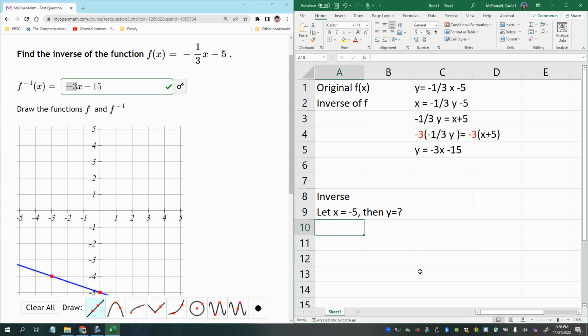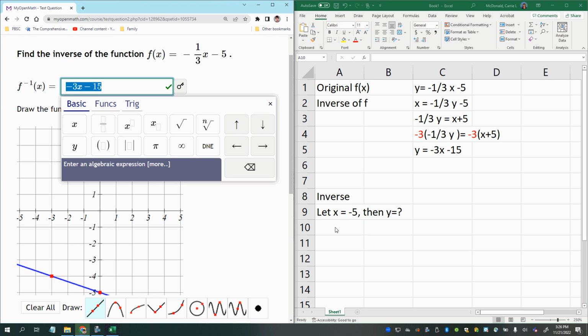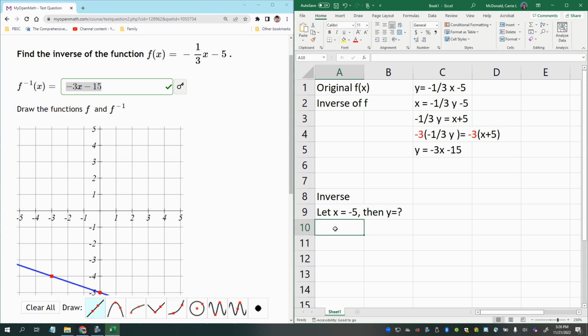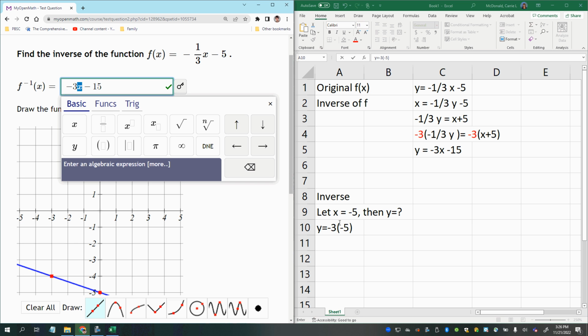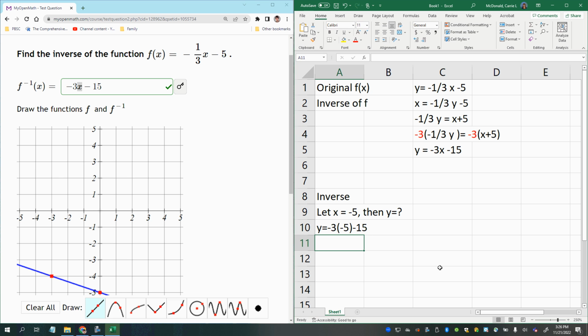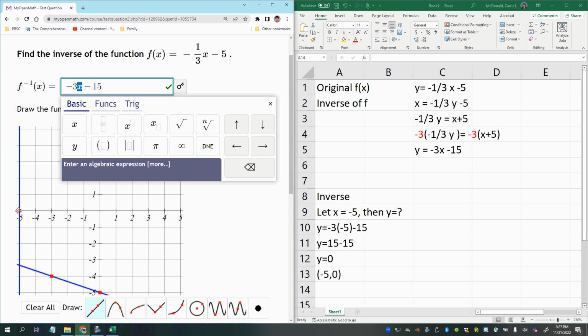So I'm going to plug in -5 to this function, so I'll have negative y equals -3 times -5, which is the x value I'm replacing here, right? And then I'm going to subtract 15. So I'll get y equals +15 because -3 times -5 is 15. And then y equals 0. All right, so I get this ordered pair, -5, 0. So I'm going to go ahead and use that for my graphing of the inverse function.